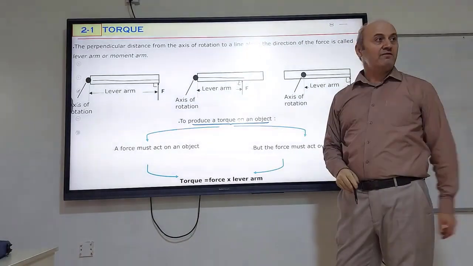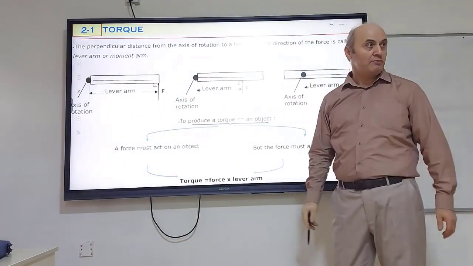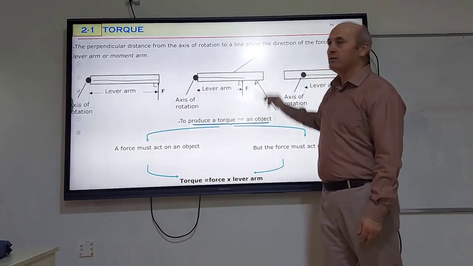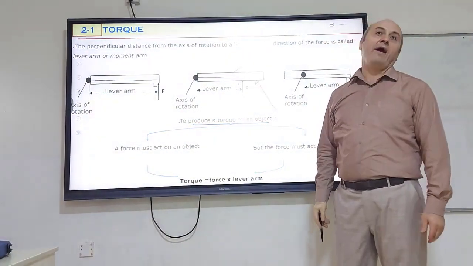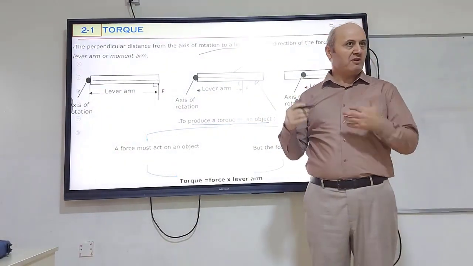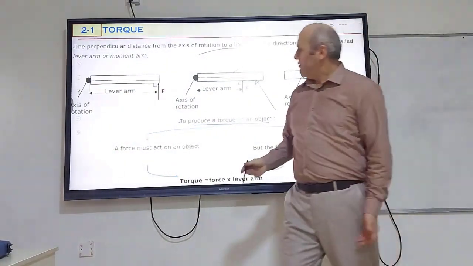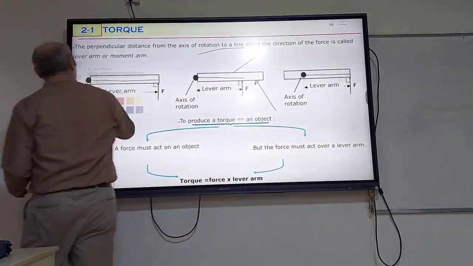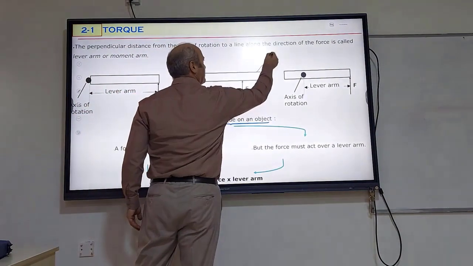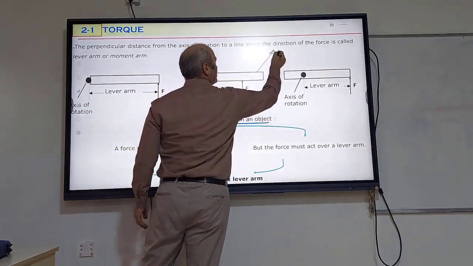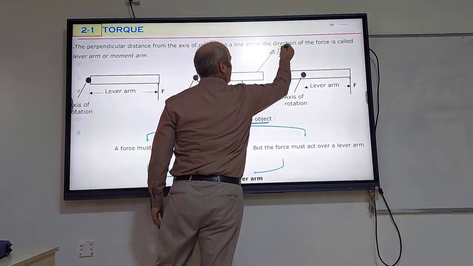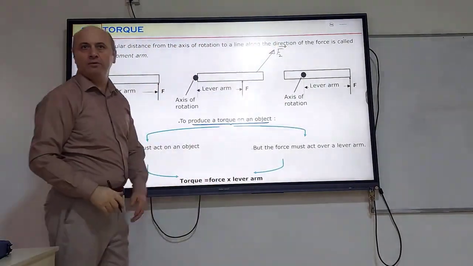But what if the force is not acting perpendicular to the object? What if a force is acting like this or like that? What should we do? We have to read the definition, and once it's in the definition, we have to draw it. For example, let's draw a lever arm for a force acting on the object. Let's say that this is the force, not that one. That's F2. Draw the lever arm for F2.